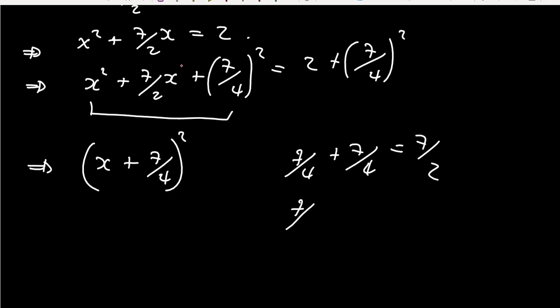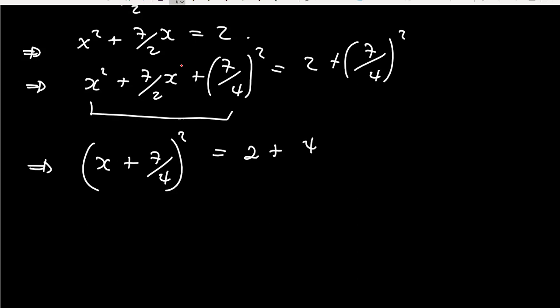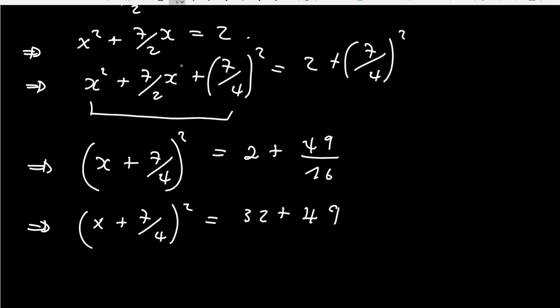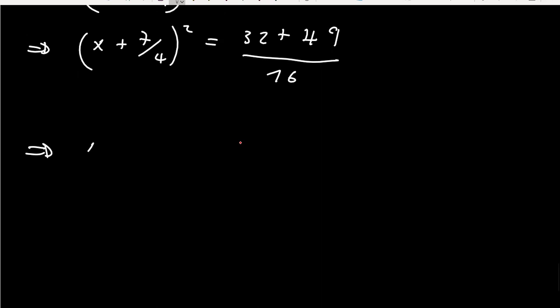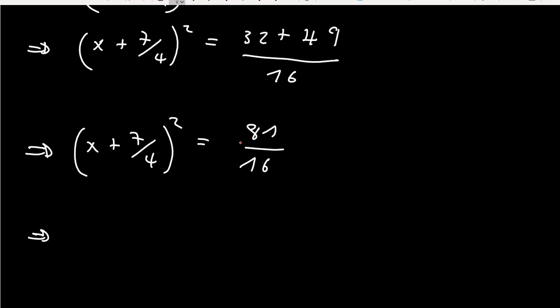So with that, we have x plus 7 on 4, all of that squared, will be equal to, on the right hand side, 2 plus 7 squared, which is 49, divided by 4 squared, which is 16. So we get x plus 7 on 4, all of this squared, will be equal to, the LCM will be 16 times 2, which is 32, plus 49, all of this divided by 16. And so we get x plus 7 divided by 4, all of this squared, will be equal to 32 plus 49, so it gives 81 divided by 16.